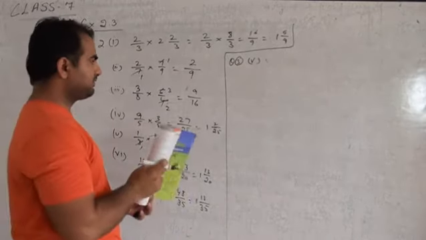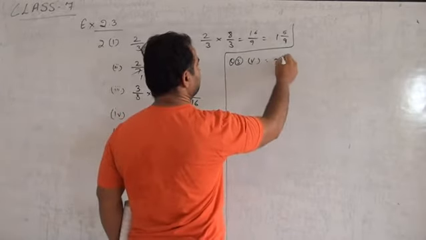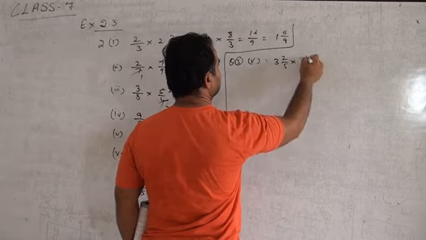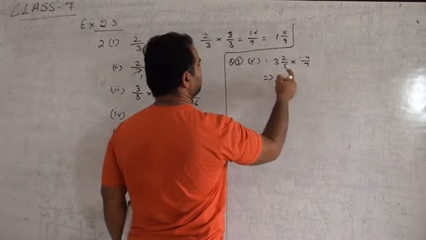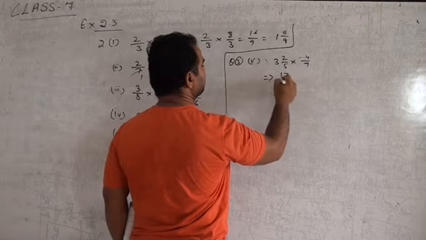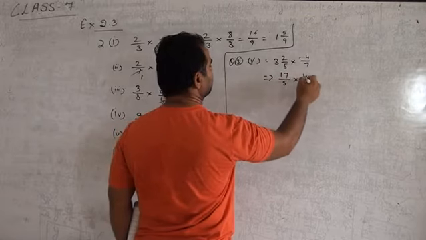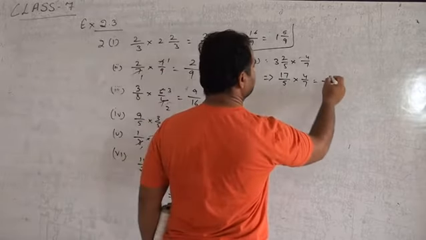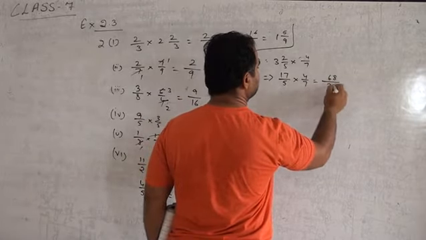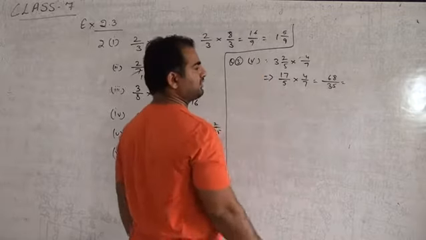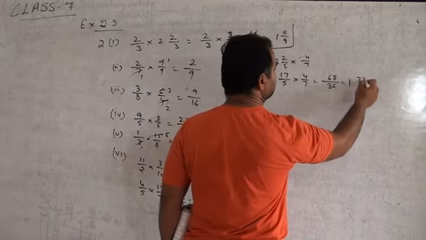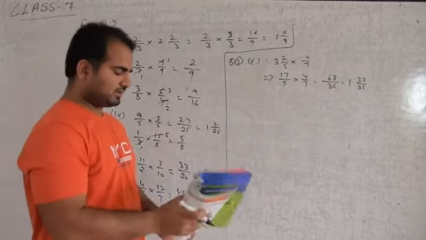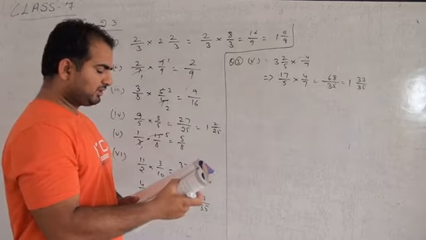3 2 by 5 into 4 by 7. 3 2 by 5 multiplied by 4 by 7. 3 into 5 is 15, 17 by 5 multiplied by 4 by 7. Okay, it will be 68 by 35. 35 on the 35, it will be 1 33 upon 35. The final answer.